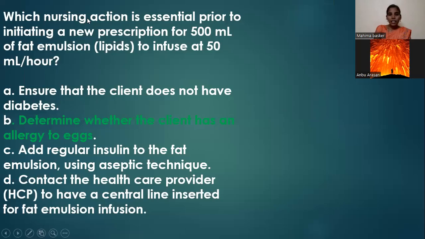Which nursing action is essential prior to the initiation of a new prescription for 500 ml fat emulsion to infuse at 50 ml per hour? So we are going to see just the fat emulsion infusion. You have to remember, first thing you have to ask the patient, do you have an allergy to egg? Because that also is in the fat emulsion. Lipids are there in the egg. So we have to assess for egg allergy, and only then start the initiation of the fat emulsion feeding. So remember the key point: fat emulsion, you have to check for egg allergy. Like that you just write it down.